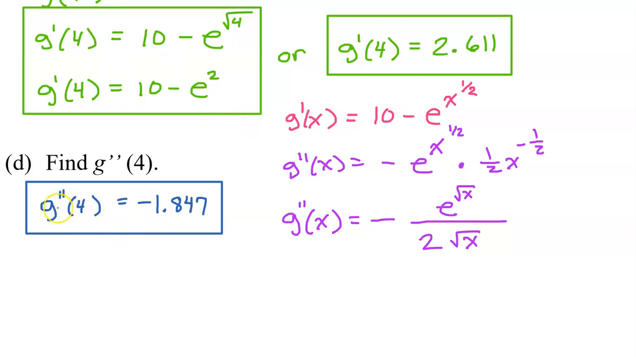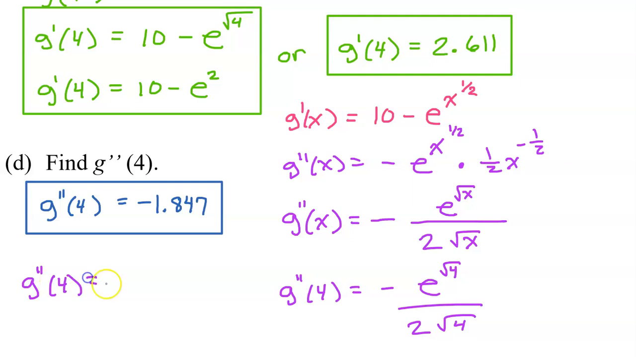So if I want to find g double prime at 4, I'm just plugging in 4 for each of these x's. So I will have g double prime at 4 is equal to negative e to the square root of 4 divided by 2 times the square root of 4. Of course, the square root of 4 is 2. So I will have g double prime at 4 is equal to negative e squared over, and this is just 2 times 2, which is 4.